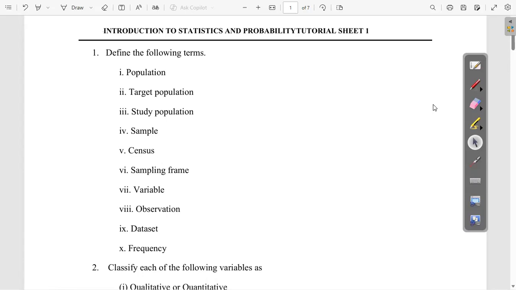In today's video, we are going to be solving questions from tutorial sheet 1, and this course is Introduction to Statistics and Probability. So with me, I have this tutorial sheet, and this tutorial sheet has 22 questions altogether, and these questions basically cover the introduction to statistics, and they cover descriptive statistics. How to represent your information on different types of graphs, on different types of tables and the like.